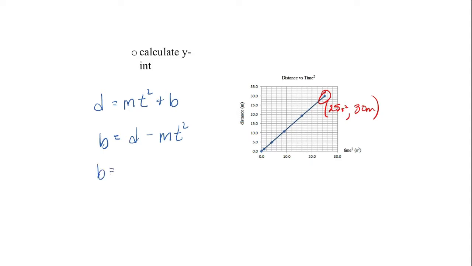Okay, so that's what I'm going to do, which is going to be, again, 30 meters minus, my slope was 1.2 meters per second squared, times, now remember, this is already squared. So you don't need to square it again. We're using t squared, but remember that time has already been squared, so don't need to square it again. And what do you get for b? Surprise, surprise, you get 0.